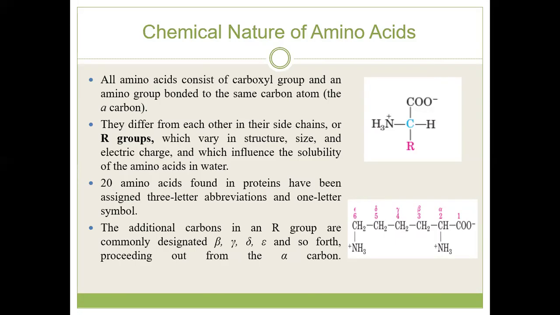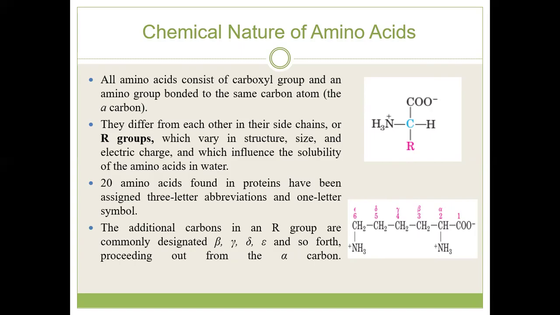Structurally, this amino acid consists of 4 groups: a carboxyl group, an amino group. Are you with me? Yes, sir. So, structurally speaking, an amino acid consists of 4 groups. We have an amino group, we have a carboxyl group, and we have a hydrogen atom. And then the last one, we have what we call the R group, or a side chain.